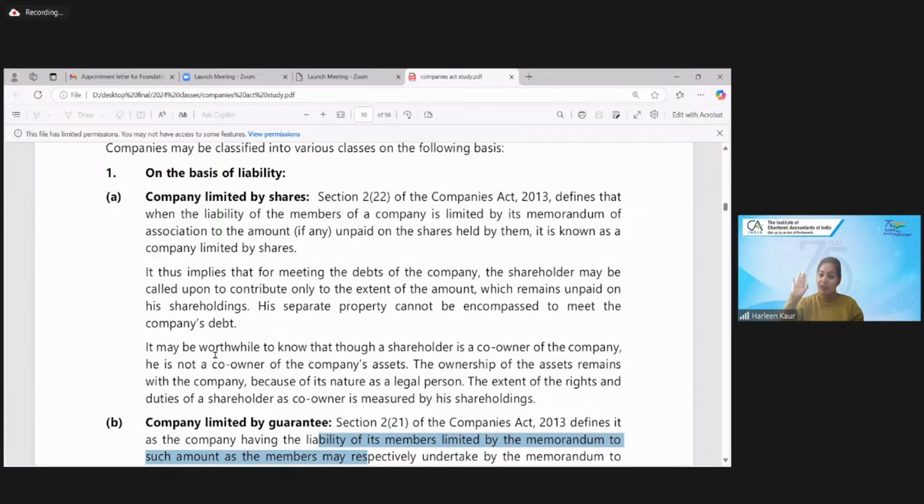So the first point is clear: where it is written, in the MOA. So if I ask you, do we write the liability in the AOA for the limited liability? Yes or no? Do we write the liability in the articles of association or the memorandum of association?